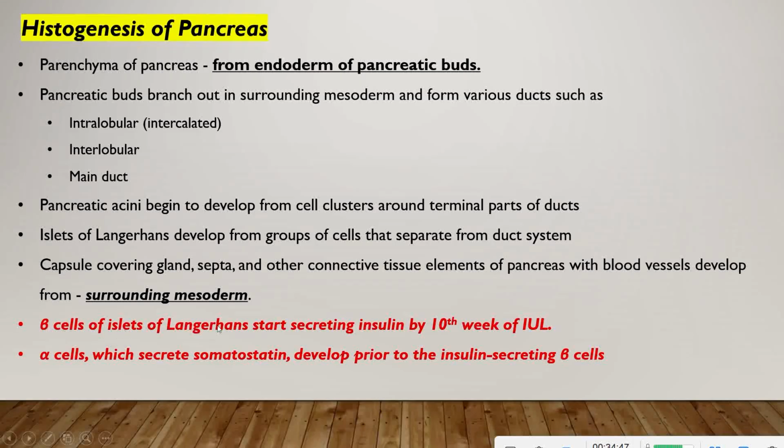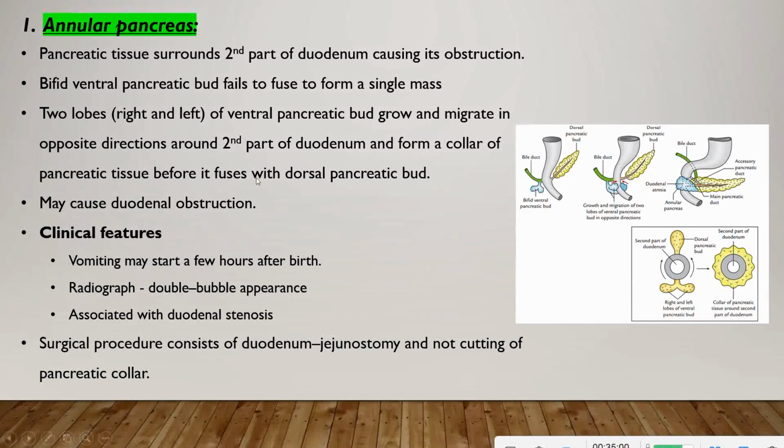The beta cells of the islets of Langerhans start secreting insulin by the 10th week of intrauterine life, and alpha cells, which secrete somatostatin, develop prior to the insulin-secreting beta cells. Congenital anomalies of the pancreas. There is annular pancreas.